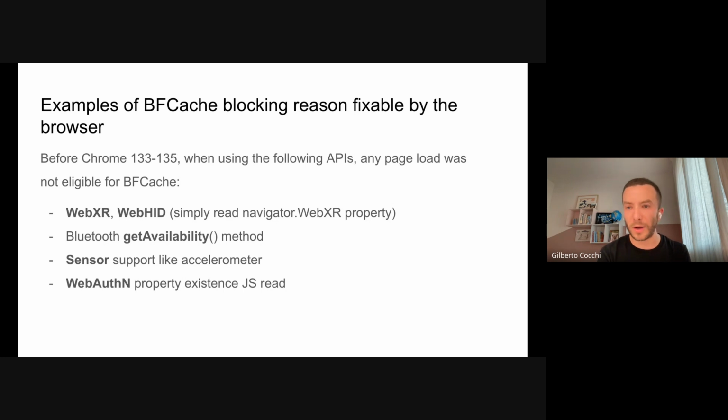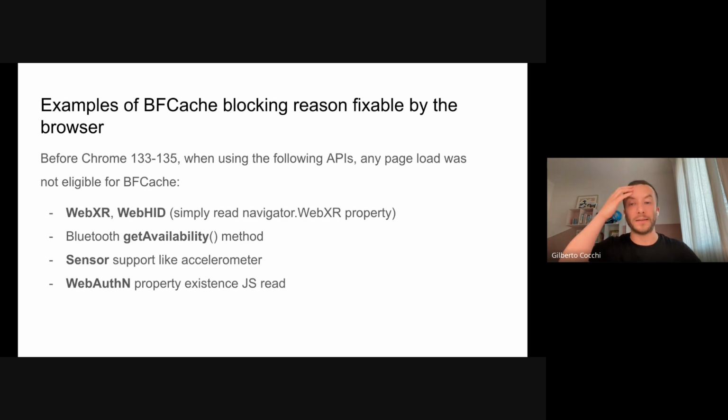So between Chrome 133 and 135, for example, we identified that simply reading the WebHID or WebHR property was preventing BFCache on Chrome. Or, for example, calling the Bluetooth getAvailability method was preventing BFCache because Bluetooth is not supported. So whatever you did with Bluetooth, it was preventing BFCache. Similar for Sensor and WebRTC.